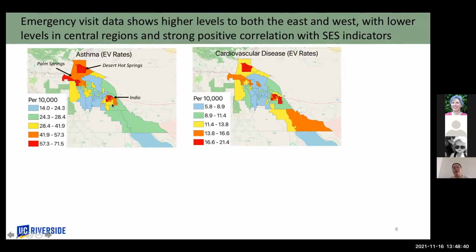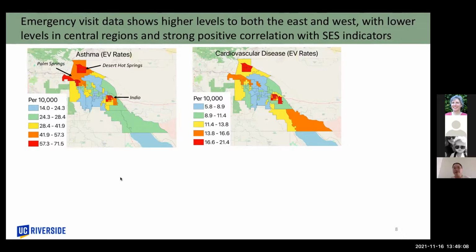So on this map, we also see a very clear spatial pattern, indicating that the higher EV rates are usually found on the east and west edges of the valley. This matches up with the previous findings that we have seen for the air pollution and also for the socioeconomic data.